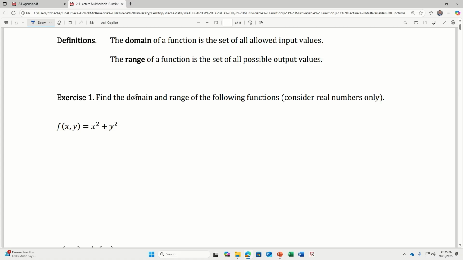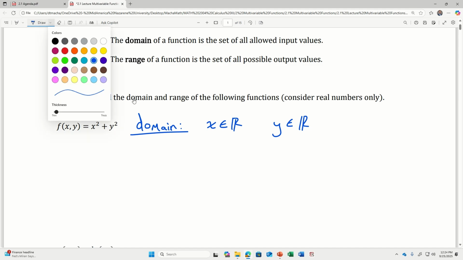So find the domain and range of x squared plus y squared. Well, what's my domain? My domain would include any real number for x, right, from negative infinity to positive infinity, and any real number for y from negative infinity to positive infinity.